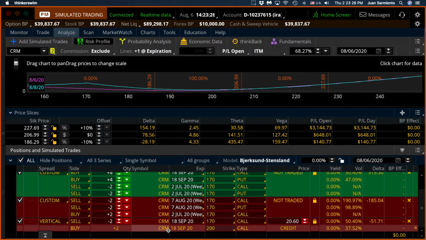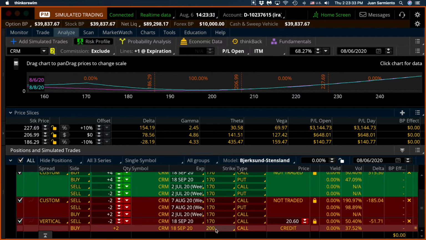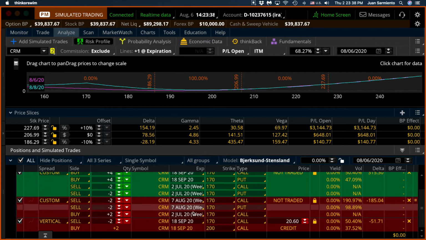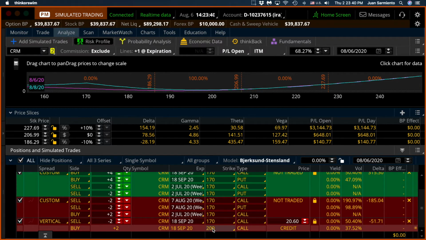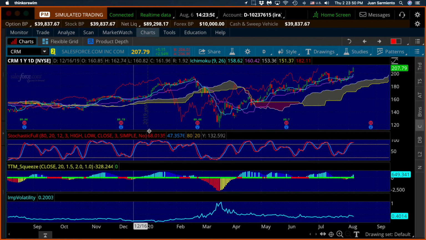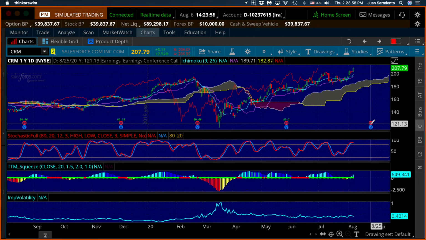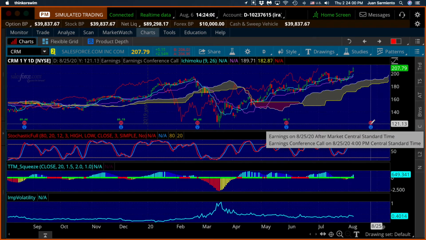And what I did now is I closed those 170 calls, and I bought at a higher strike price. Now the stock has moved to 206, and my long calls are at 200, so I could take further profits if I wanted. Okay, let's take a look at the chart. And in this case, it looks like it's only the beginning. It's making this big move, but earnings are coming up on the 25th.